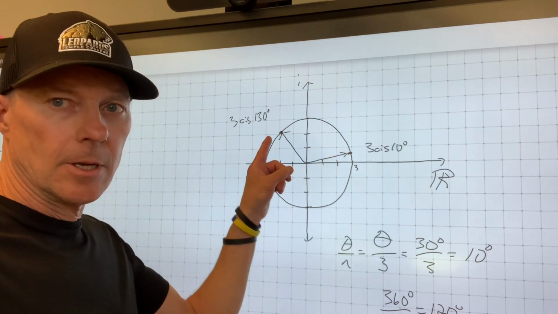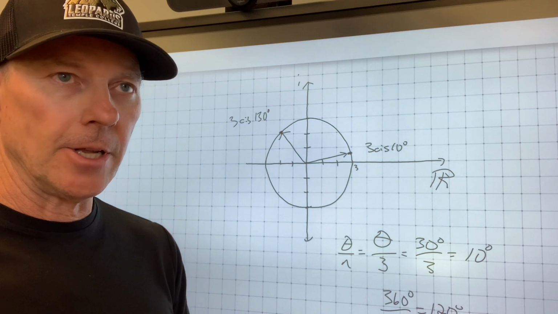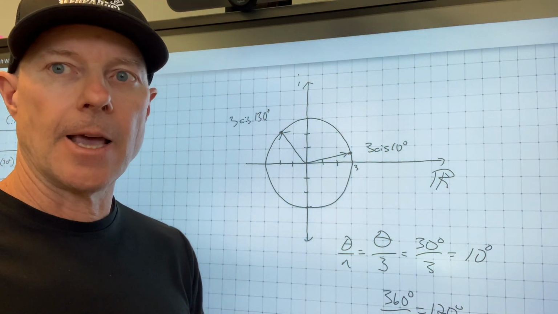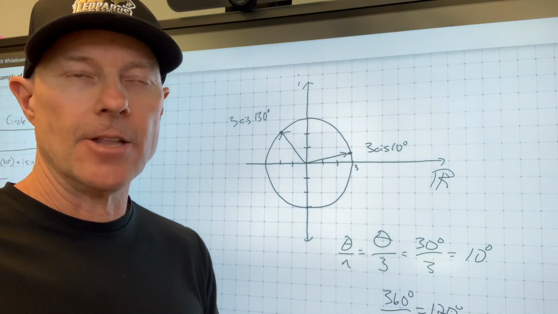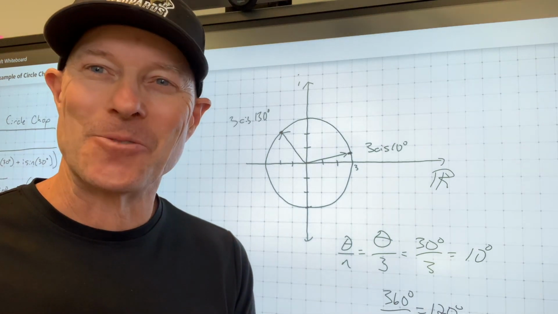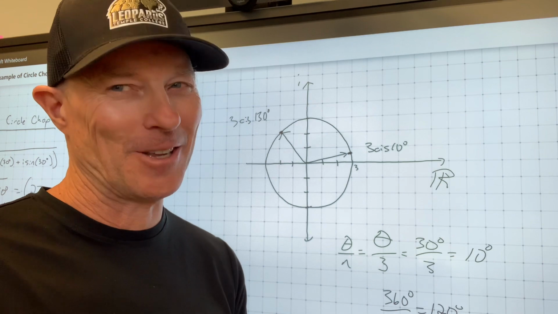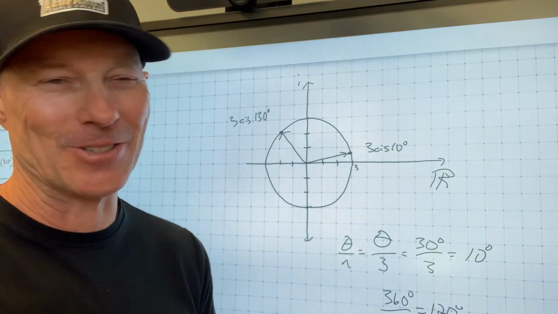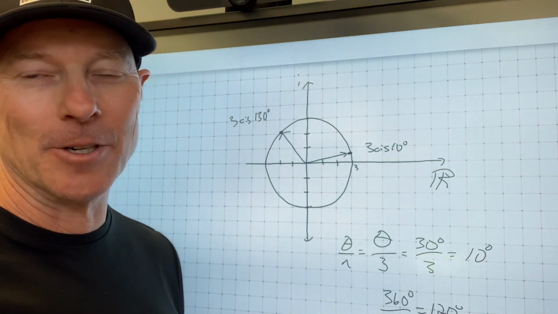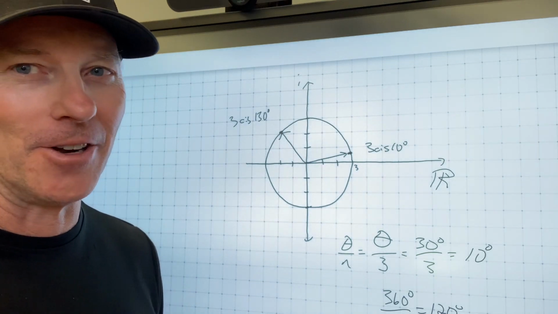Why is that working? Well, 130 plus 130 is 260. Add another 130 in, and you've got 390. 390 is one full rotation, 360 degrees, plus 30 more gets us back to our original number that had a direction of 30 degrees.